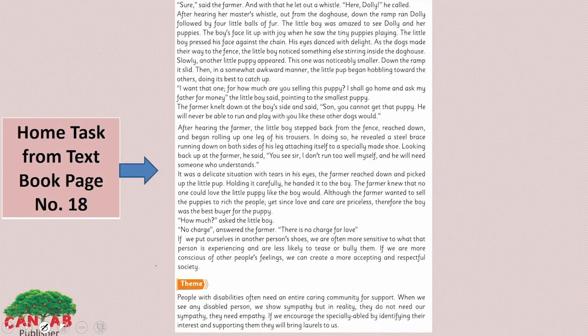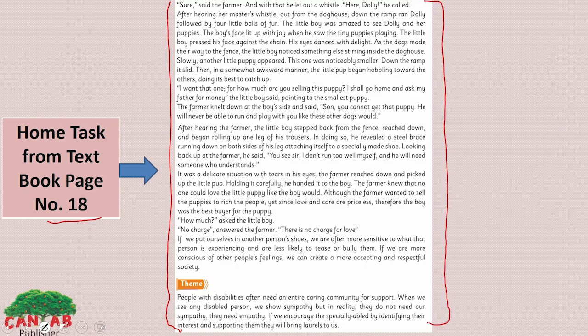And this is your home task from the textbook, page number 18. Here you have to read this page from unit number 2 and identify all the nouns we have discussed today. You have to just underline or spot the nouns, the animate and inanimate, and the possessive singular noun and the plural noun here. I hope you can do this very easily.